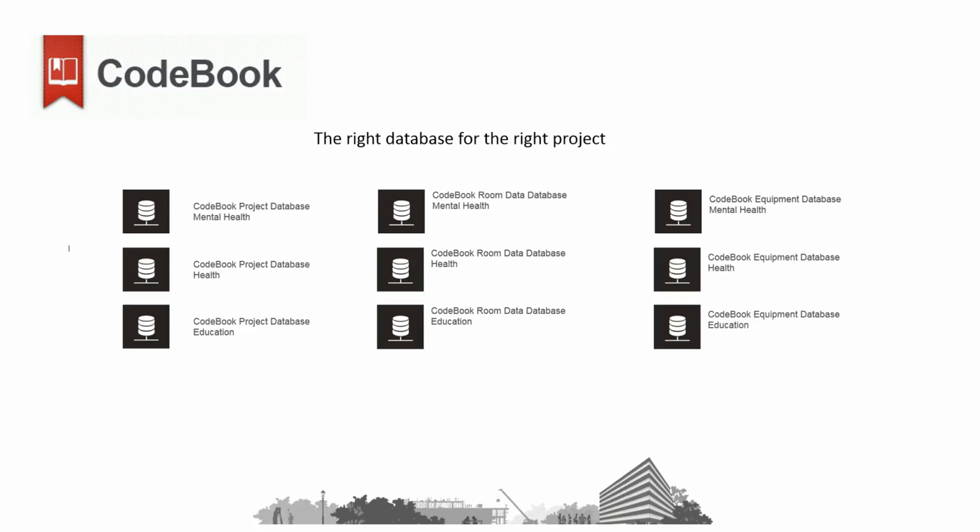In the example in front of us, we can see that we have a CodeBook project database for mental health, health, and education. Each one of those projects has a room data library and an equipment library associated with it. If we wanted to move forward and perhaps create a new health project, we could do so using a copy of the existing room data library and a copy of the existing equipment library for our health project.